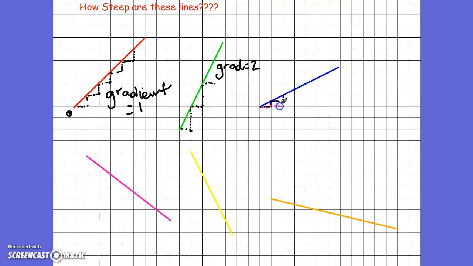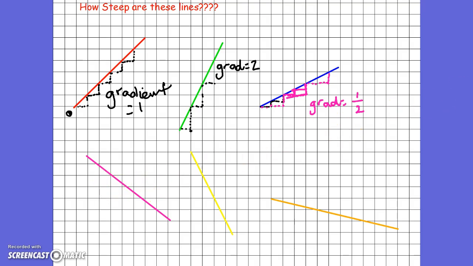Let's have a look at here. If we go across 2 squares, you can see we go up 1. We go across 2 squares, we go up 1. If we go across 2 and up only 1, then it means that we're only going up half each time. 1 across, half up. Because we're going 1 up for every 2 across, we can just cancel that down. So our gradient in this case is a half.